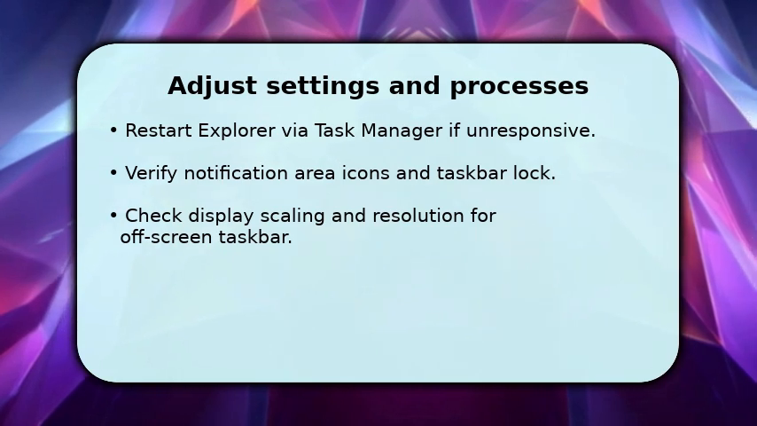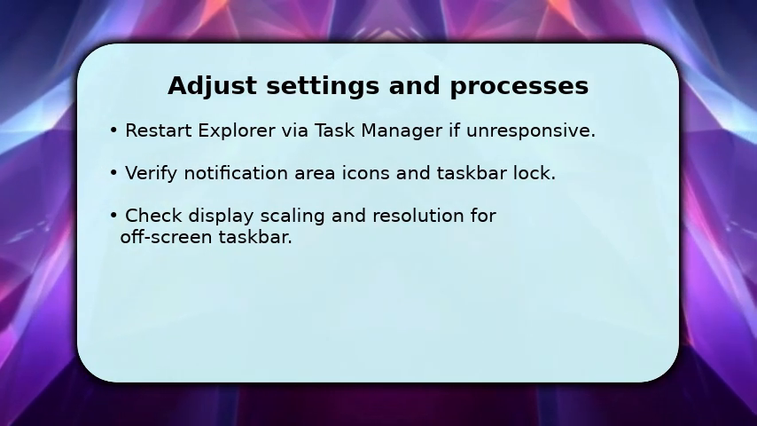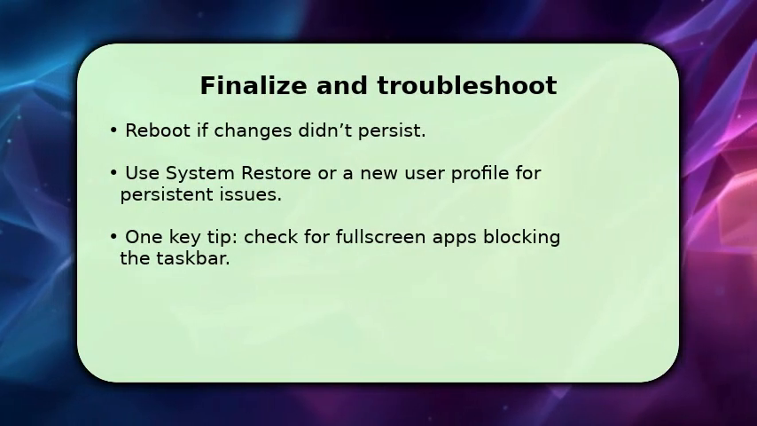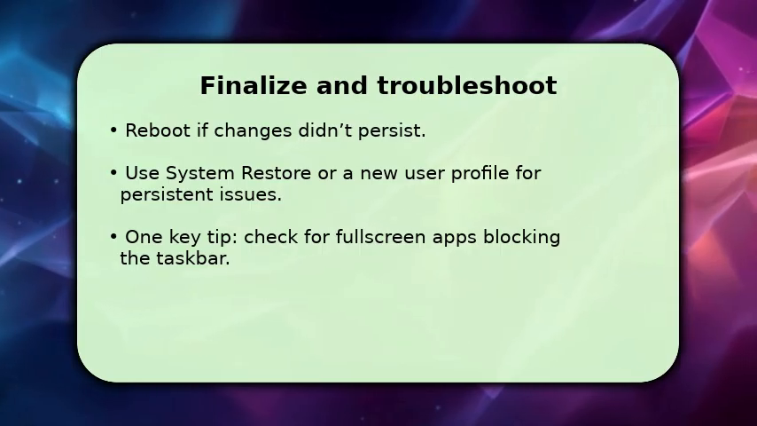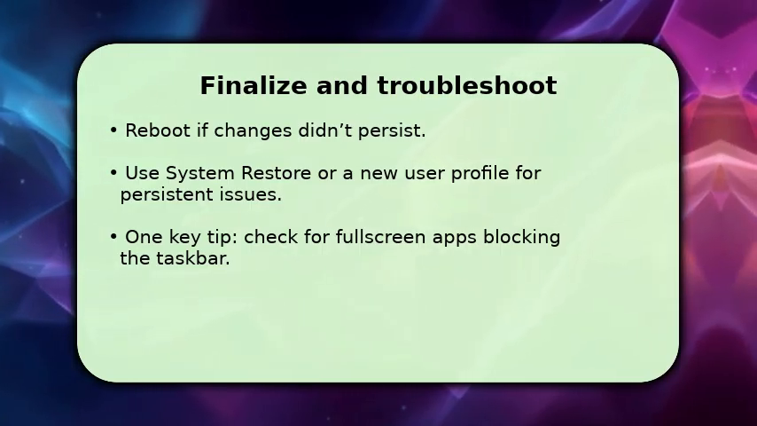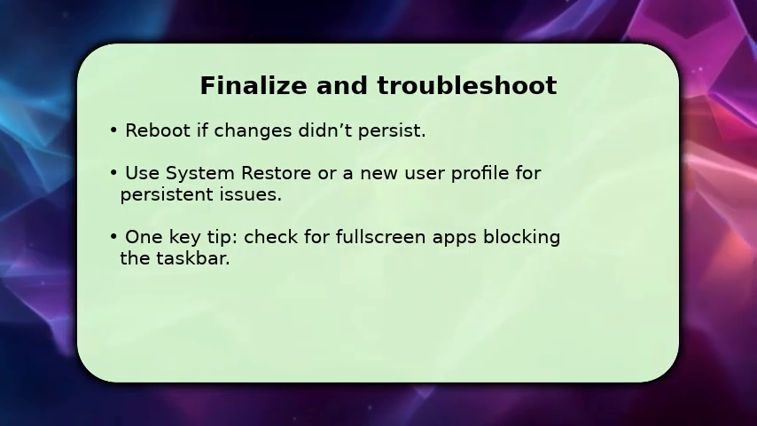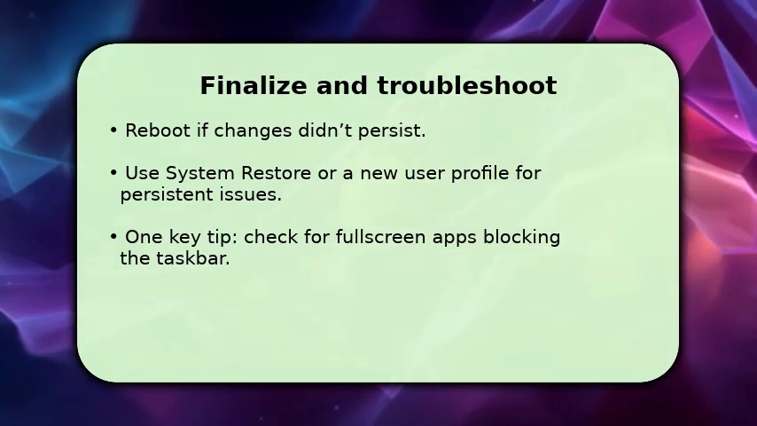Finish by confirming persistence and handling stubborn cases. Restart your PC so changed settings stick. If the taskbar still won't appear, create a new user profile or use System Restore to revert recent changes. Make sure no full-screen app or presentation mode is covering the taskbar.